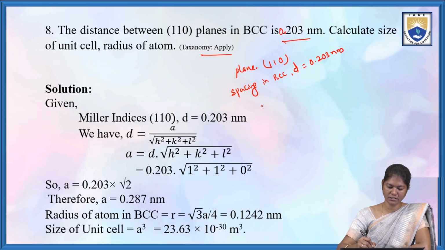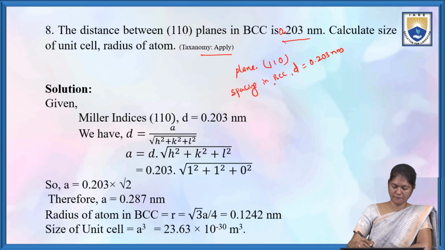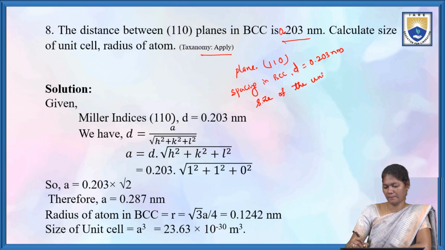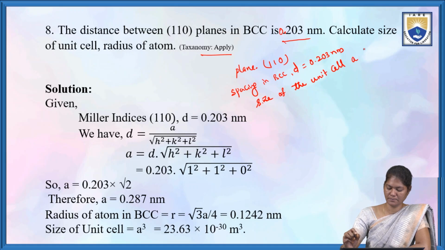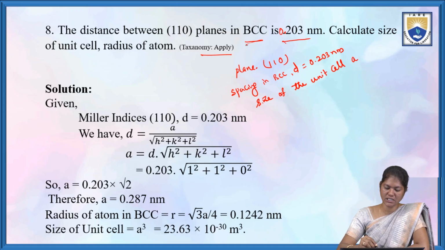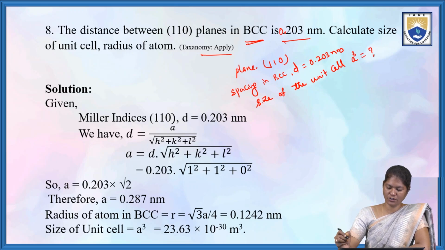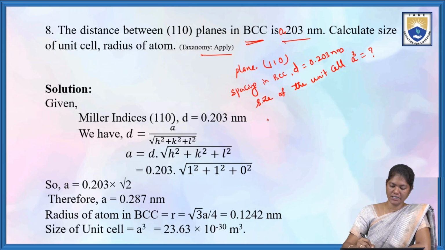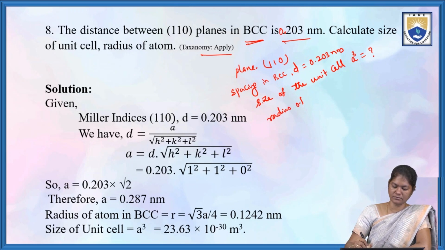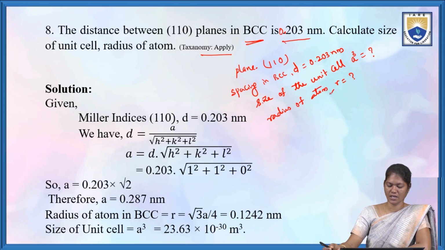So we need to calculate the size of the unit cell. It is BCC, so it is a cube. The cube has the size, that is the volume, a cube. So a cube we need to find, and then the radius of the atom we also need to calculate.